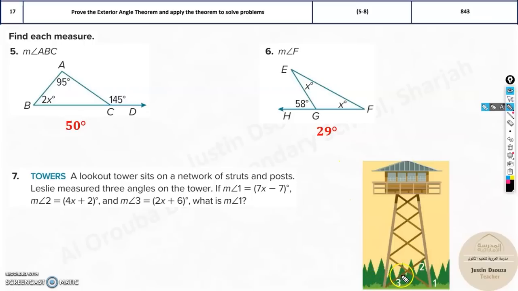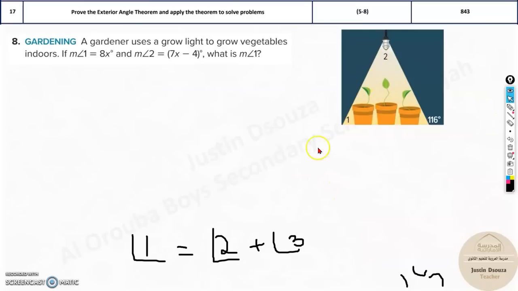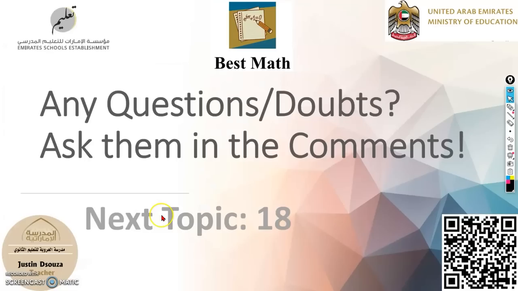Now over here you can see the far ends of the exterior angles are given. This one, angle 1 will be equal to angle 2 plus angle 3, and simply solve it, you will get the answer. Same thing over here. You can easily solve it. This is the exterior angle and these are the far end angles. 116 will be equal to 1 plus 2. Put it in the calculator, you can easily solve for it. So that will be the answer. Please solve it by yourself and then check for the answers. That is the end of topic 17.